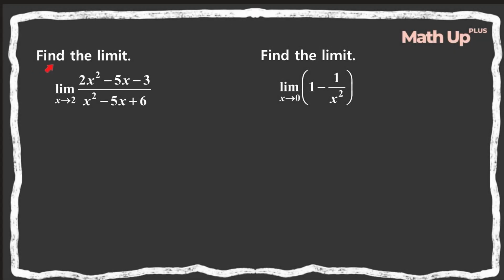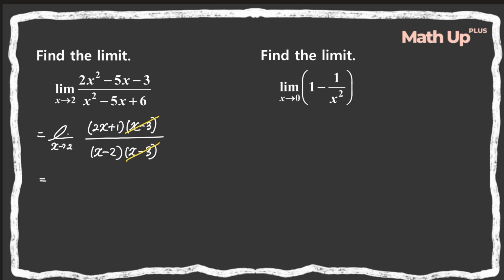The question is to find the limit. First, if we factor both the numerator and denominator, then that's going to be equal to (x minus 2)(x minus 3) on the denominator, and (2x plus 1)(x minus 3) on the numerator, right? So we can eliminate x minus 3. So this is equal to the limit as x approaches 2 of (2x plus 1) over (x minus 2), right?